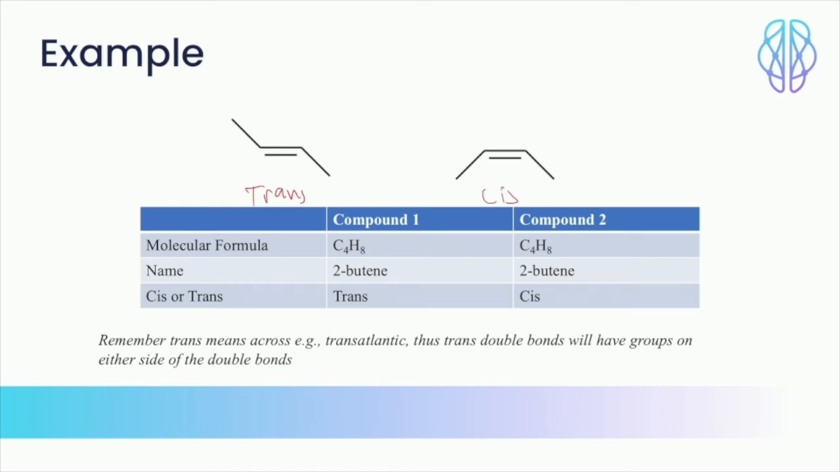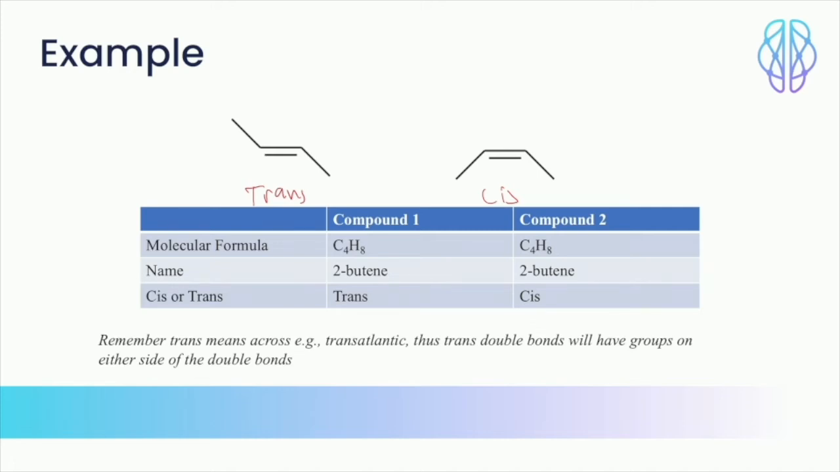A nice memory aid that I use is trans always means across. So transatlantic, like a transatlantic ship, means across the Atlantic. A trans stereoisomer means that it has carbon chains on either side, or across, the double bond. A cis will have them on the same side, right?